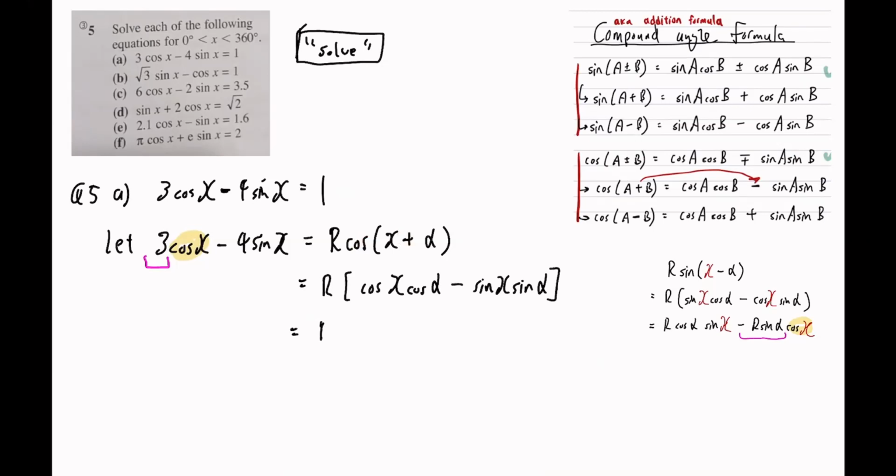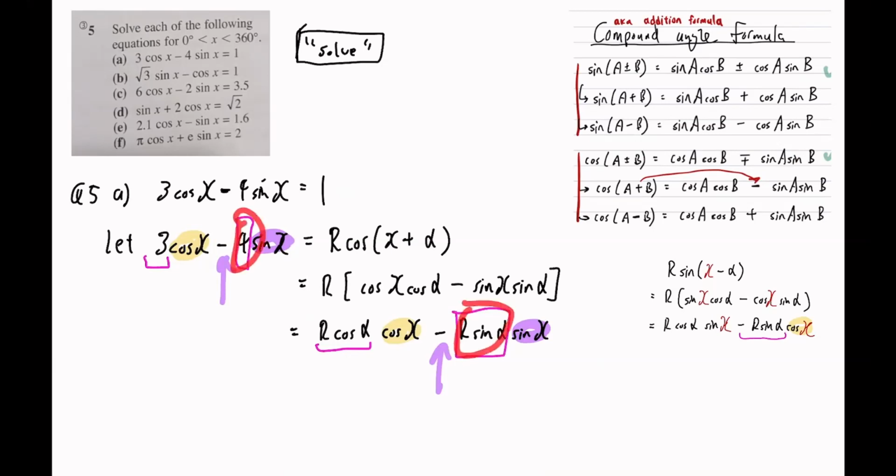Then expand. So r cos alpha cos x minus r sine alpha sine x. Very good. Let's compare. Wow, very nice now. Cosine x on the left, cosine x on the right. Then we can just compare 3 with r cos alpha. Sine x on the left, sine x on the right. Minus in between, minus in between. So we can just compare 4 in front of sine x with r sine alpha in front of sine x. The box must be the same as the box, the underline must be the same as the underline. So therefore, r cos alpha equals 3 and r sine alpha equals 4.